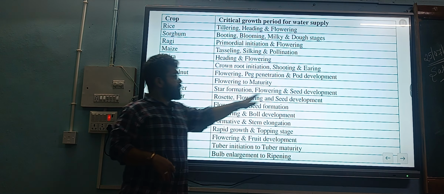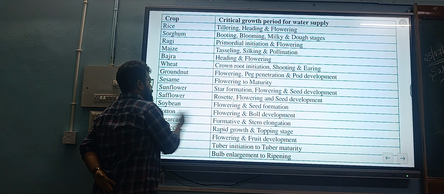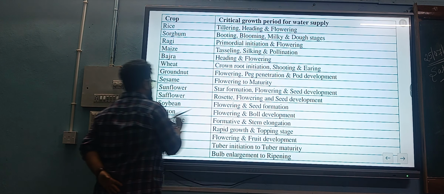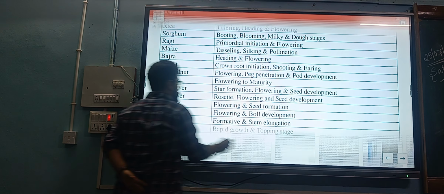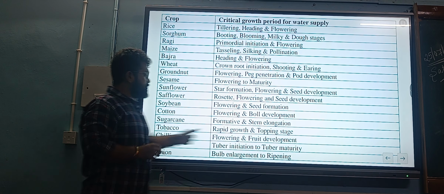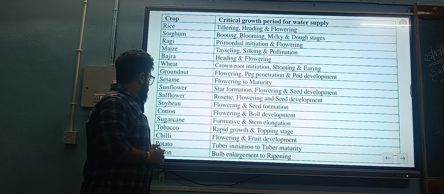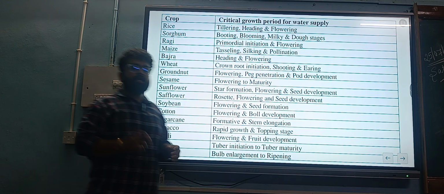Safflower, rosette, flowering and seed development. Soybean, flowering and seed development. Cotton, it is flowering and bud development. Sugarcane, formative stage and stem elongation stage. Tobacco, rapid growth and topping stage. Chili, flowering and fruit development. Potato, tuber initiation and tuber maturity. And onion, it is bulb enlargement and ripening stage.